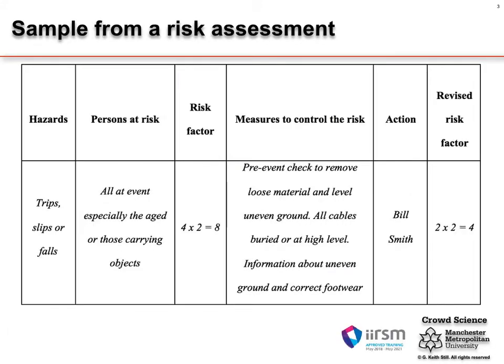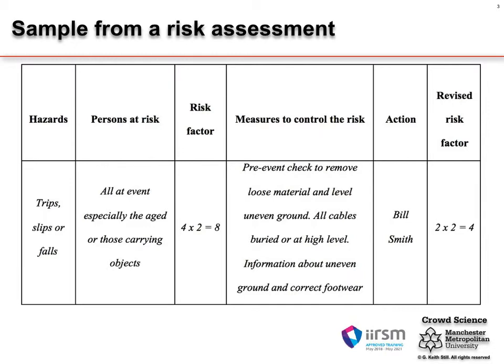Well, let's look at a typical example. This actually, I think, comes from the HSE website. It talks about hazard, trip, slip and fall, person at risk, all at the event, especially the aged or those carrying objects. Your likelihood versus consequence, 4 by 2 equals 8. Measures to control the risk, pre-event check, all cables buried, information about an evening round. Action, Bill Smith, and then the revised risk factor, 2 by 2 equals 4. So here it looks as if we completed it, and of course that's your statutory requirement.